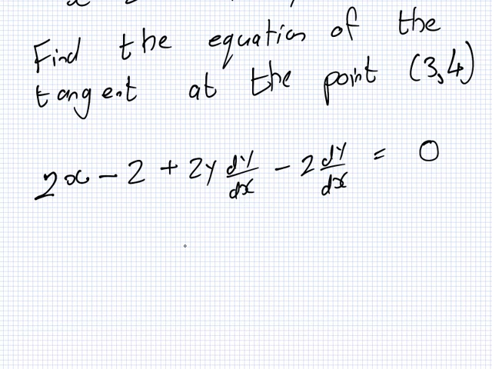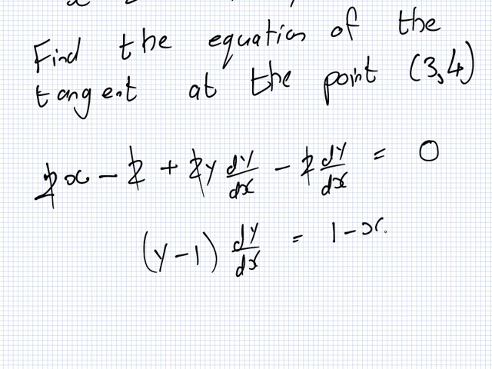Well, even before that, actually, what should I do? What's in common? Let's divide by 2. Indeed, 2, 2, 2, and 2 all go. So I get y minus 1, dy/dx equals 1 minus x. So I get that.